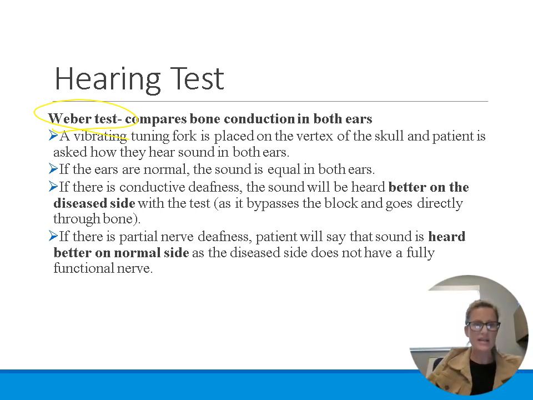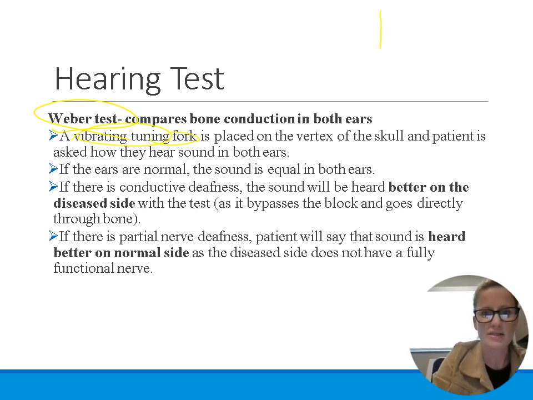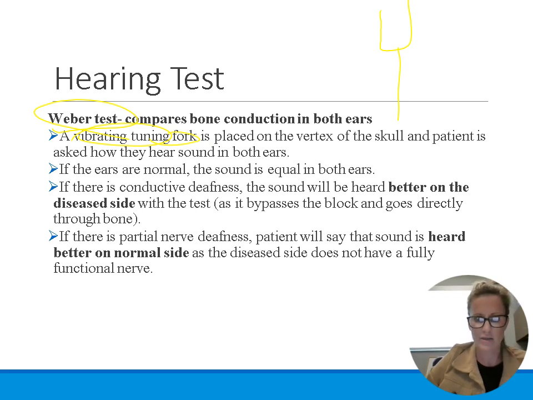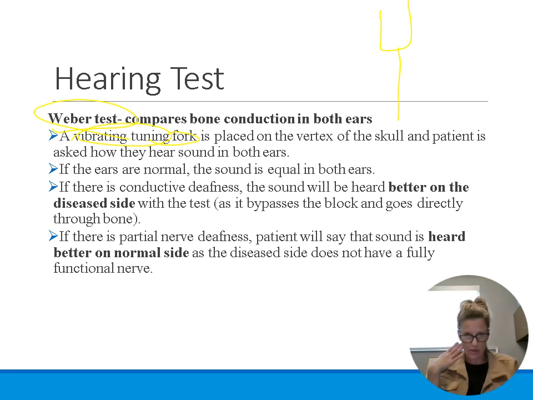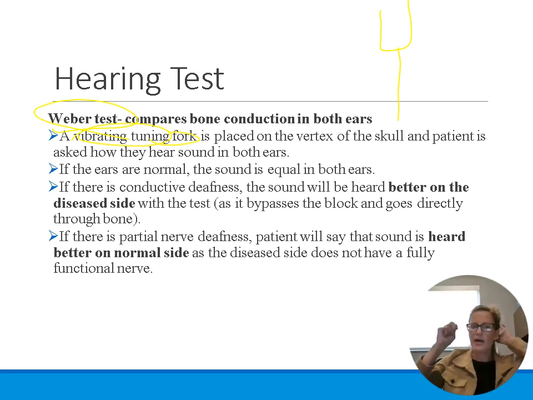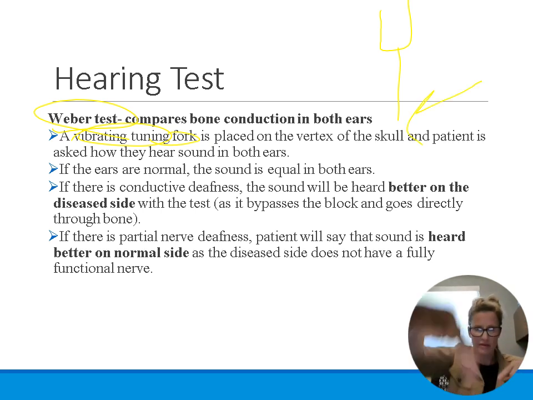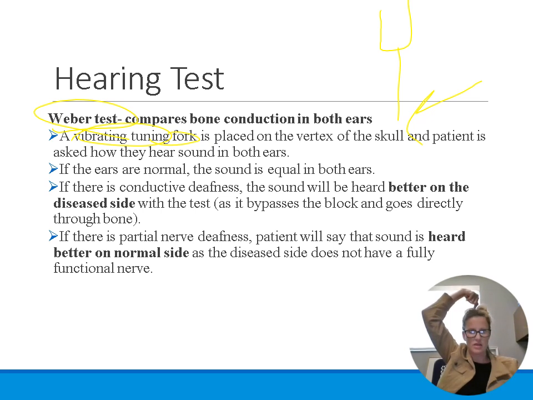With the Weber test, a vibrating tuning fork, a tuning fork is the little metal thing that looks like this. When you strike it on something, it makes it vibrate, and you can hear those vibrations. So you take that vibrating tuning fork and you put the bottom of it, the single part, on the vertex of the skull.